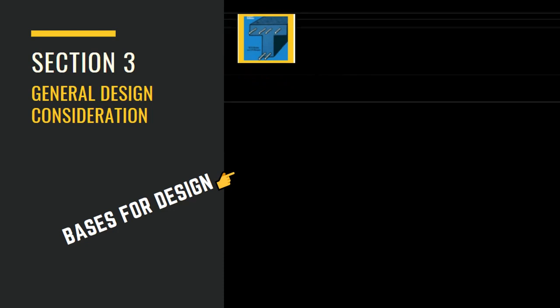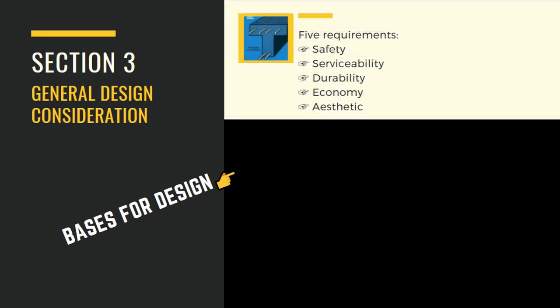What are all the bases for design? Obviously there should be safety, serviceability, etc. There are 5 requirements. The first one is safety, second one is serviceability, then durability, economy, aesthetics. Serviceability comes under the limit state of serviceability: deflection, cracks, shrinkage. These will come under serviceability criteria. In case of safety, it is the limit state of collapse, flexure, torsion. This will come under safety. We have to design for safety, serviceability, and durability; economy and aesthetics will come under the type of material we are using.